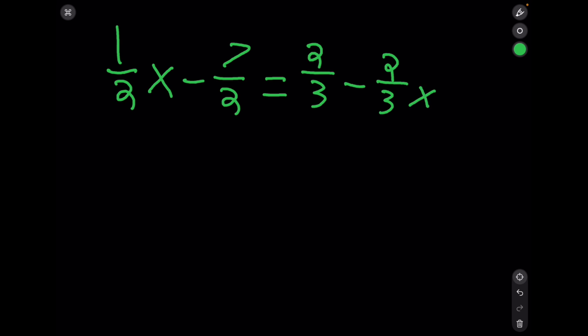So essentially, we have 1/2 x minus 7 over 2 is equal to 2 over 3 minus 2 over 3x. And so from here, you can just add the 7 over 2 to the right side and then add the 2 over 3x to the left side. So let's do that.